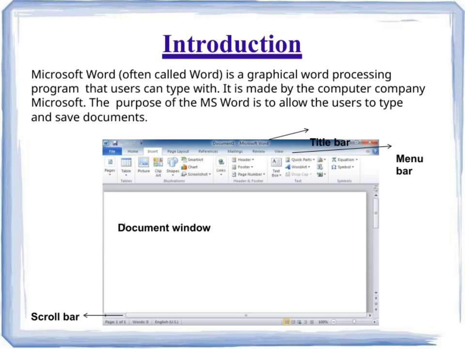On the screen, you'll notice the title bar at the top, which shows the document's name. Just below that, we have the menu bar, where you can find all the tools and commands you need to format your text. The document window is the main space where you actually type and see your content. On the side, there's a scroll bar that helps you navigate through your document easily. Understanding these basic parts of the interface is key because they help us work more efficiently and make the most of what Word has to offer. This foundation will be very useful as we explore more features in this presentation.